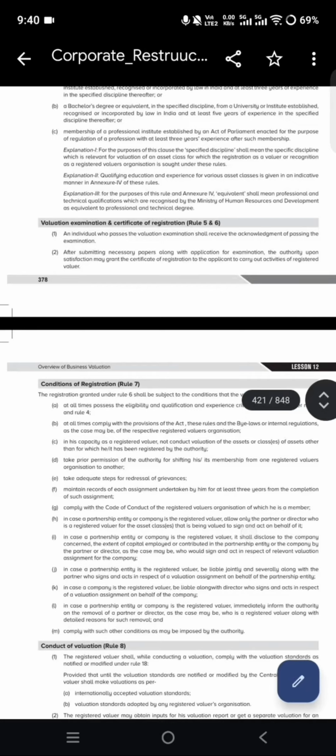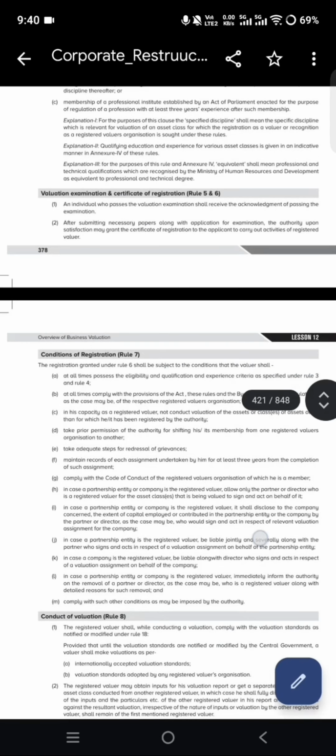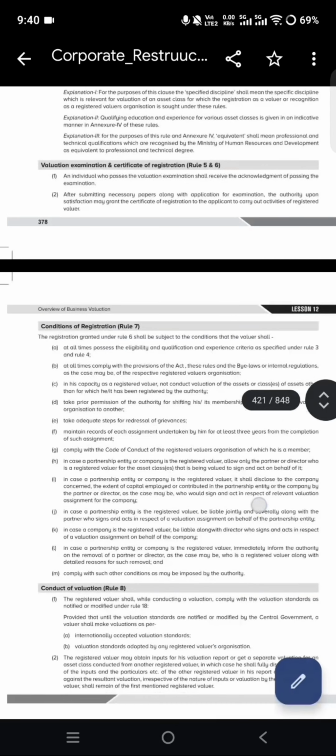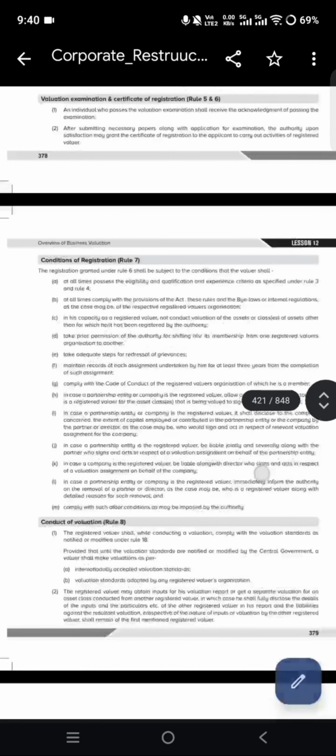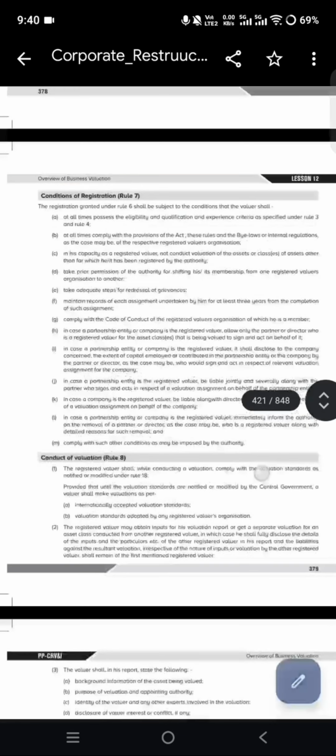Take prior permission of the authority for shifting membership from one registered valuer organization to another. So there are many registered valuer organizations. If he wants to shift from one to another, he has to take the prior permission of the authority. Take adequate steps for redressal of grievances. Maintain records of each assignment undertaken for at least 3 years. Comply with the code of conduct.